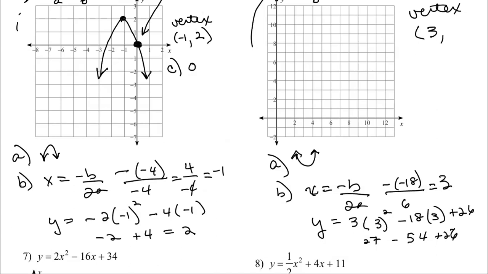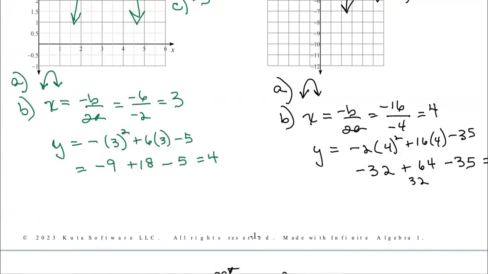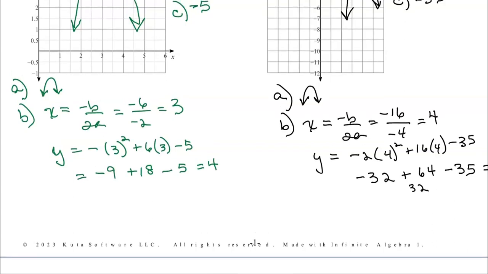Okay, so what do we have? 27 minus the 54 is negative 27. Negative 27 plus 26 gives me a negative 1. Okay, so that's going to equal, we get this out of the way.